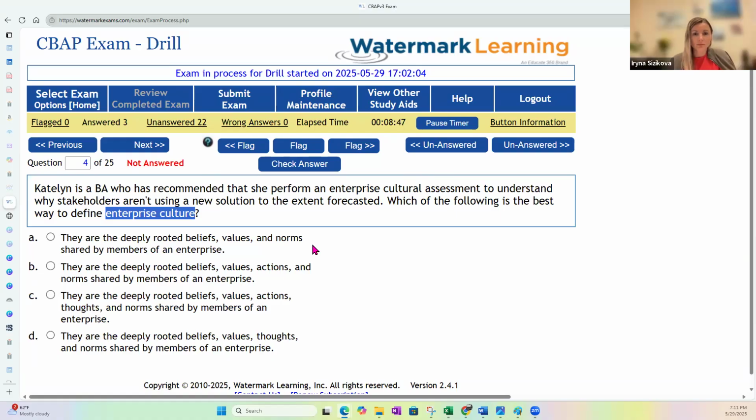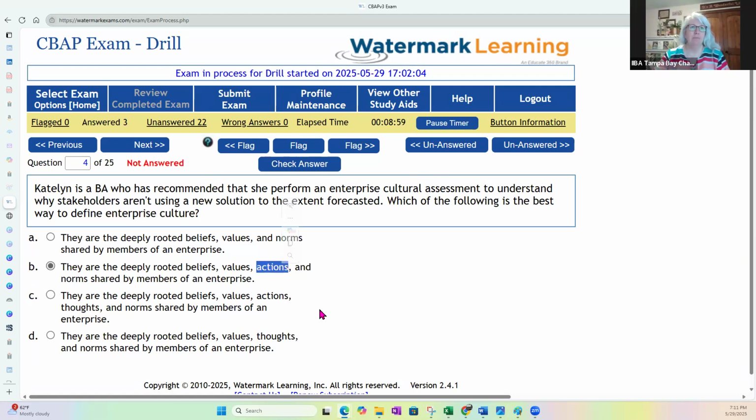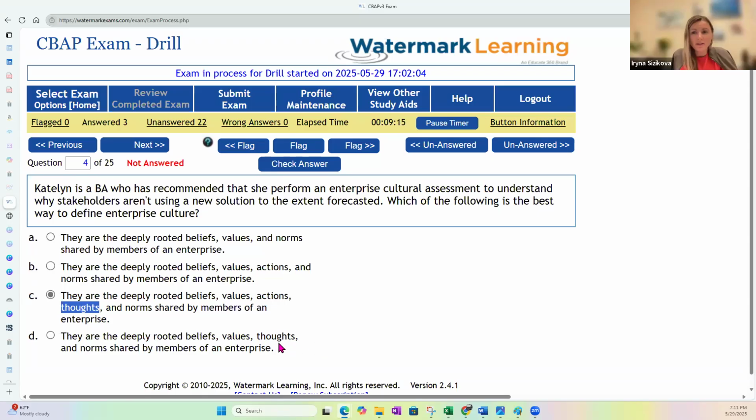Definition, possible. They are deeply rooted beliefs, values, and norms shared by members of an enterprise. They are deeply rooted beliefs, values, actions, and norms shared by members of an enterprise. So that's the only difference there. They are deeply rooted beliefs, actions, thoughts, and norms shared by members of an enterprise. They are deeply rooted beliefs, values, thoughts, and norms shared by members of an enterprise. So this one doesn't have actions. Maybe A is correct. Beliefs, values, and norms. Okay.